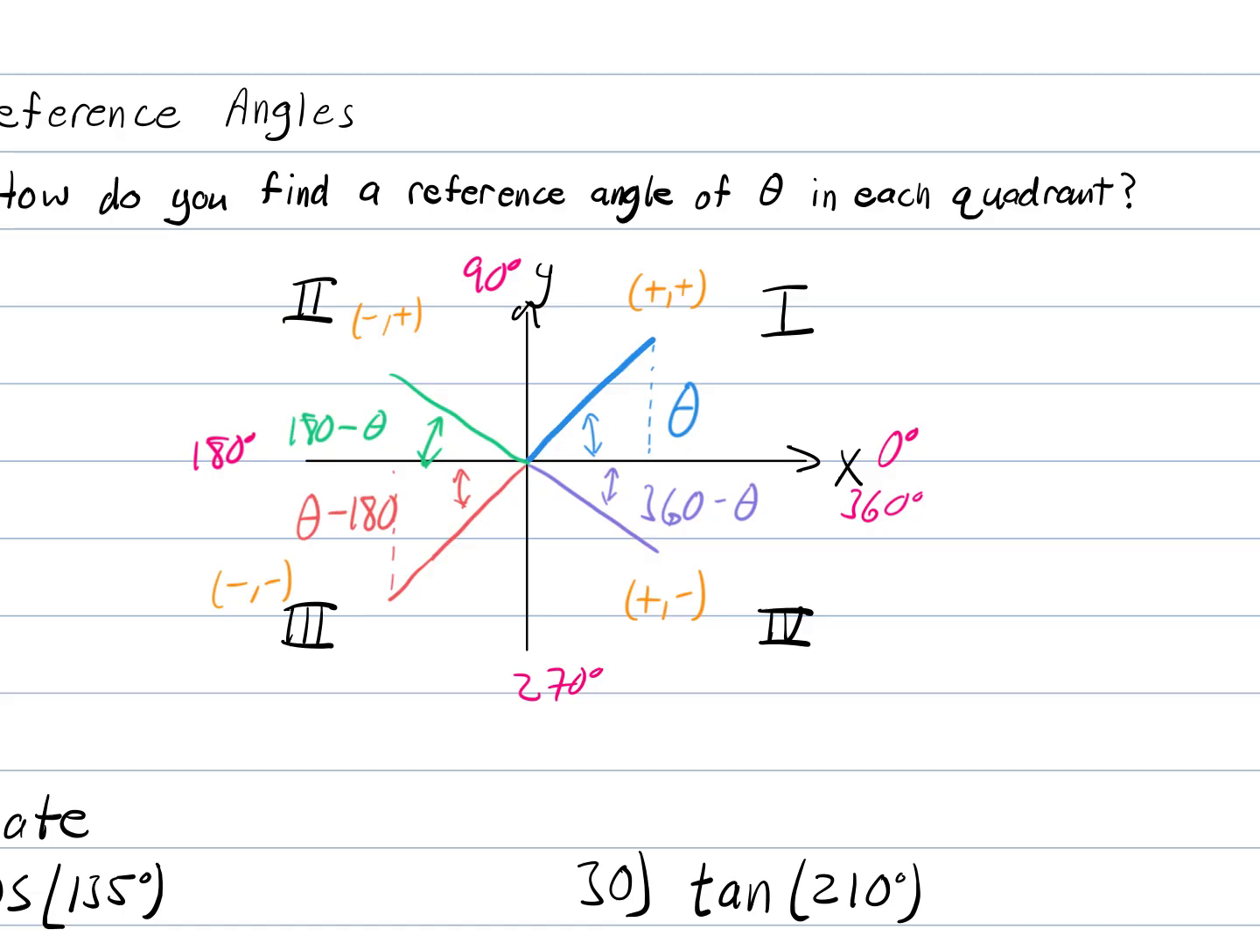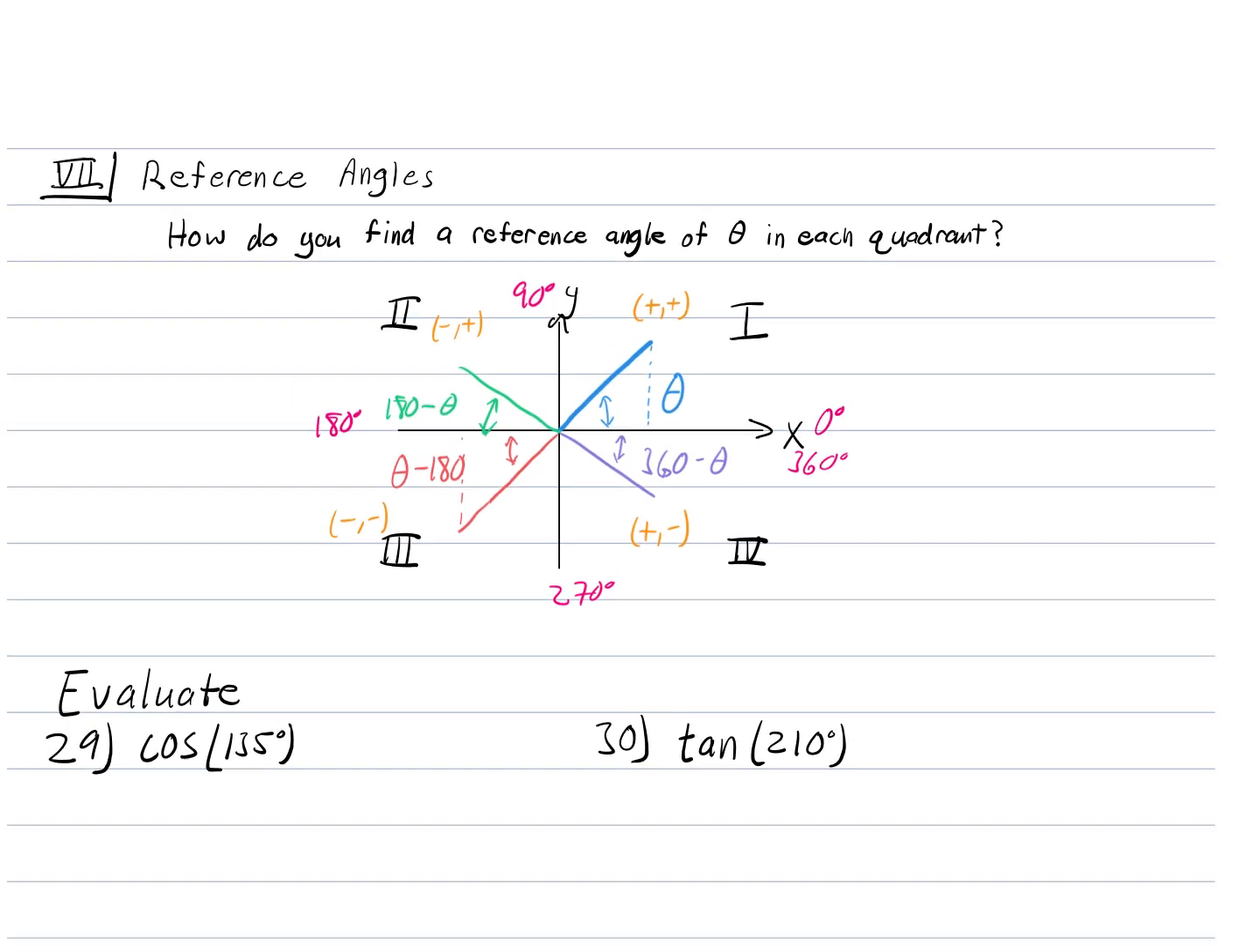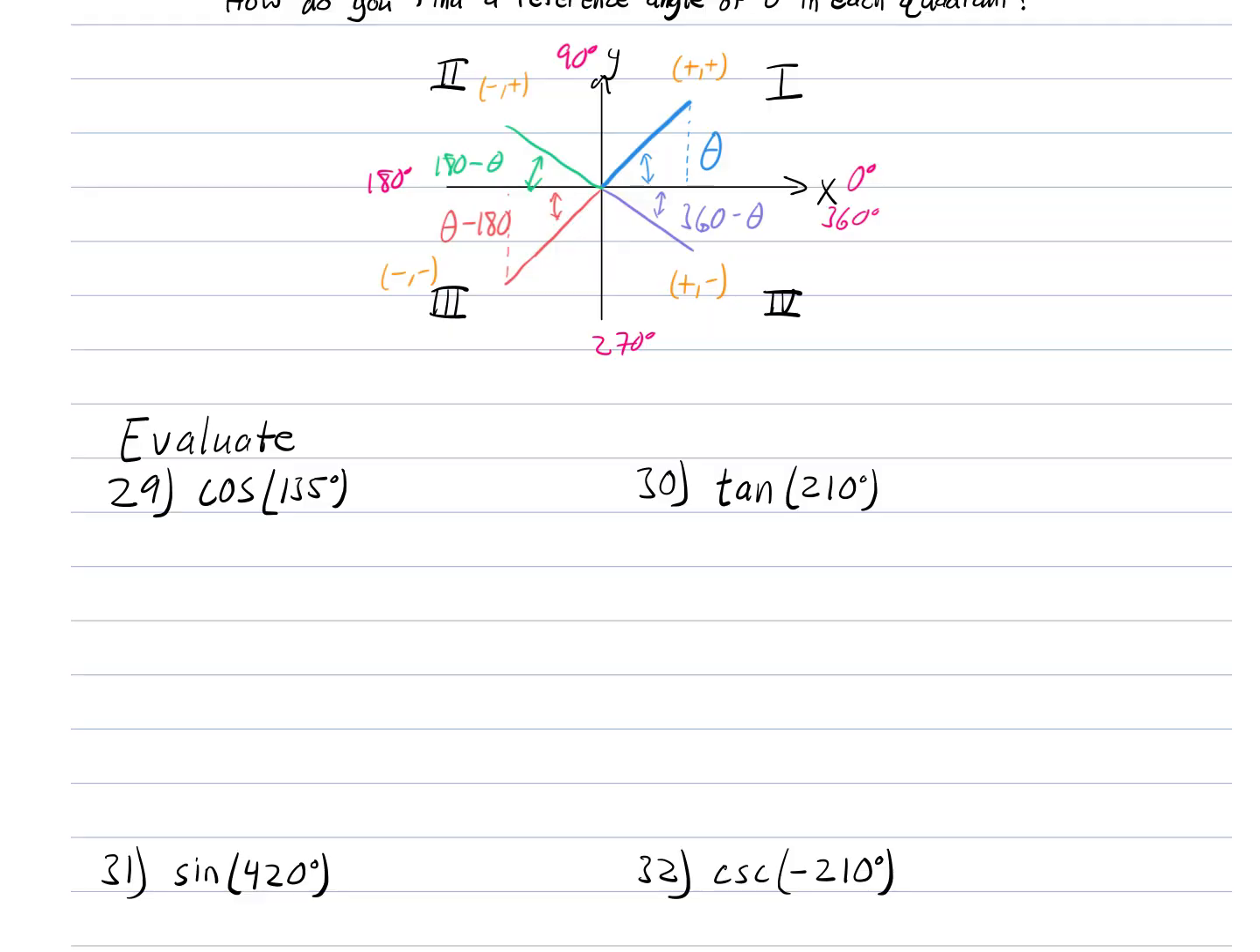All right, that'll make more sense when solving these kinds of problems. Right, so for example, evaluate cosine of 135 degrees. Right, that's not an easy number off the top of your head to be able to do. So what we can do instead is find a coterminal angle. I'm sorry, not a coterminal angle, a reference angle.